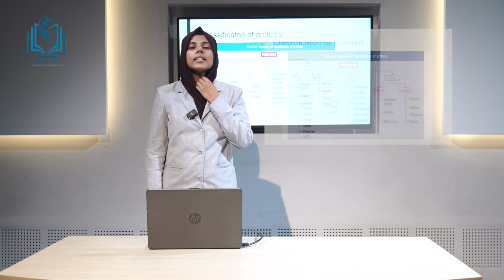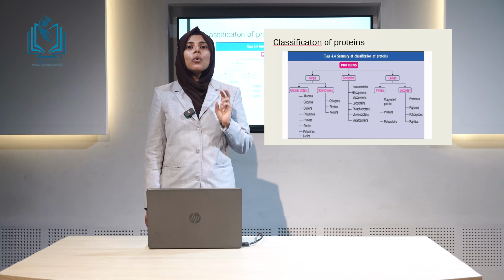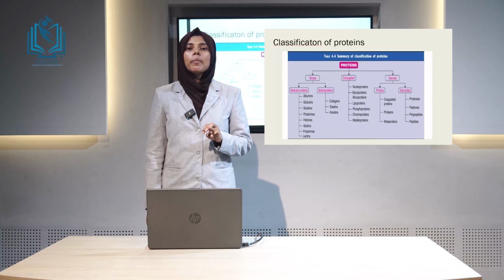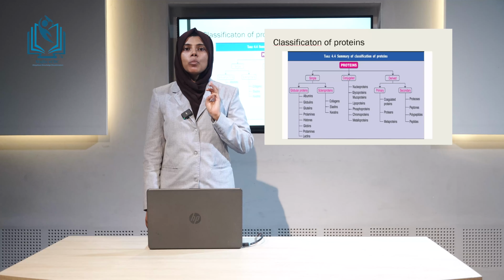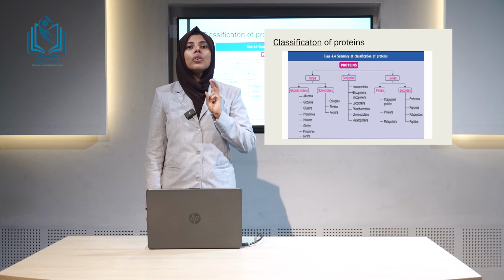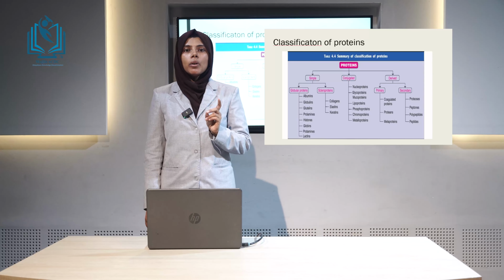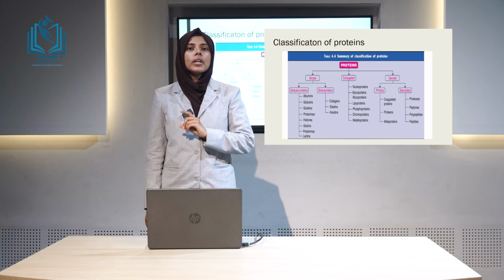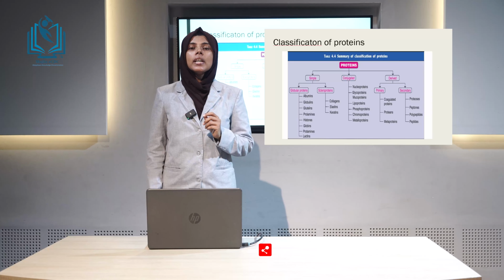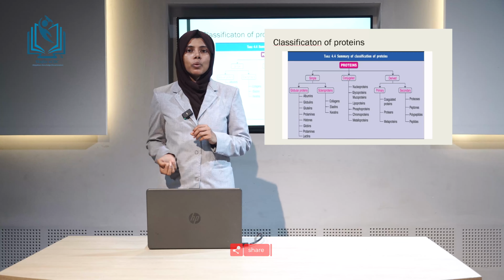Now we can look at the classification of proteins. Proteins are mainly classified into three: simple proteins, conjugated proteins, and derived proteins. Simple proteins are made up of amino acid residues only. Conjugated proteins are made up of amino acids together with non-amino acid substances or non-amino acid compounds. And derived proteins are obtained by hydrolysis or degradation of primary and secondary proteins.